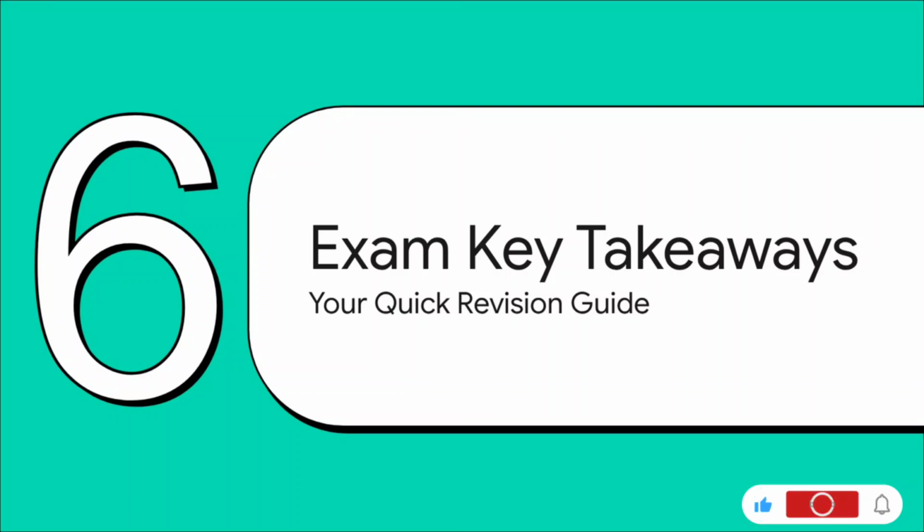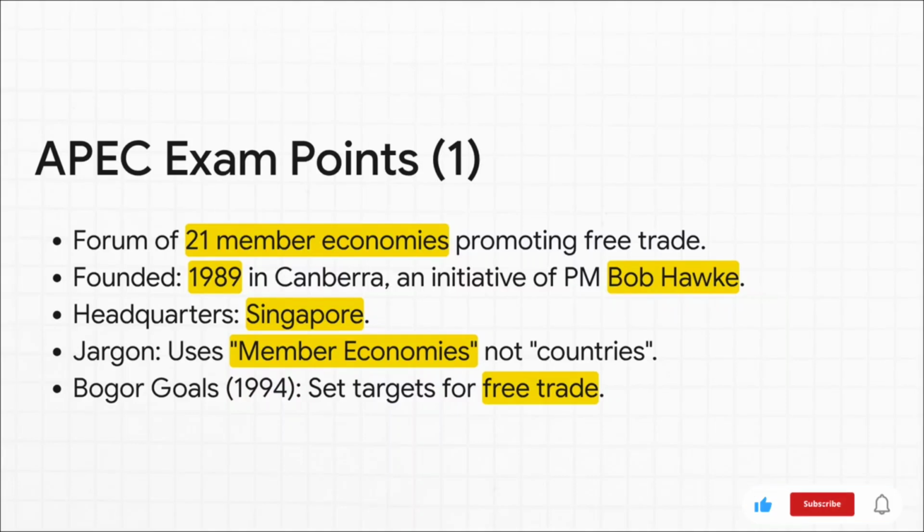All right, let's pull all of this together into a high-yield summary. Think of this as your quick and dirty revision guide for exam day. Okay, rapid fire. Let's lock in these key facts. APEC, 21 member economies. Founded 1989, thanks to Australian PM Bob Hawke. Headquarters, Singapore. The key jargon to remember, member economies. First big leaders meeting was in 1993. And of course, the Bogor Goals from 1994. And don't forget our mnemonic, big open goals of the region.